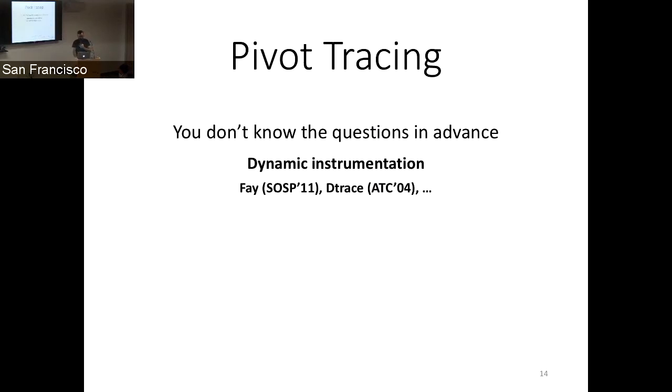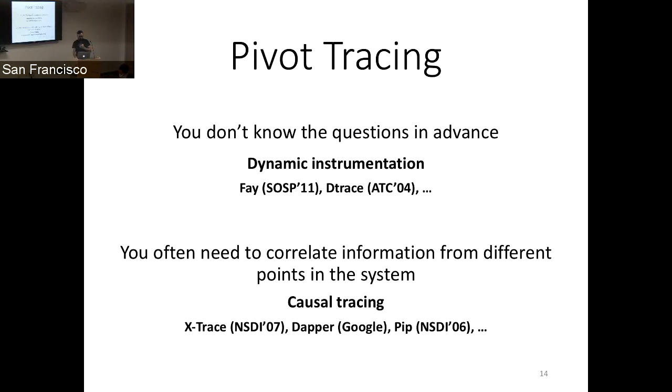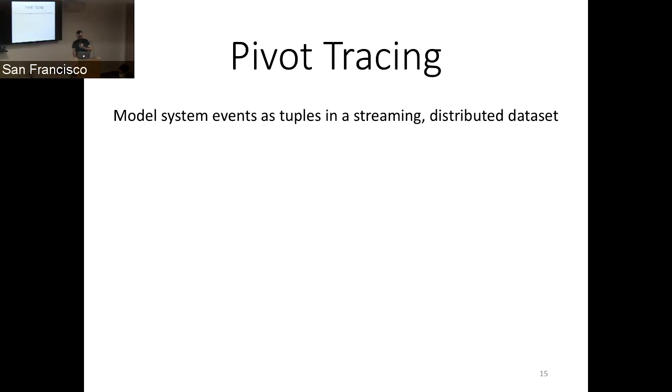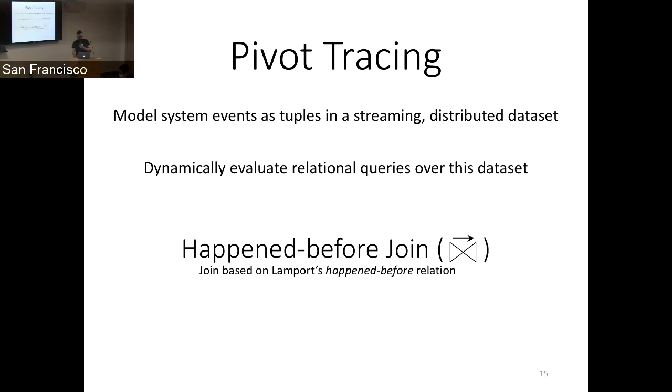So pivot tracing: you don't know the questions in advance, and you have to correlate information from different points. Okay, great. So let's get to the fun part. They model everything as tuples. All the events in the system are tuples, and by that I mean just key value pairs, basically. And then they can dynamically evaluate relational queries over this data set of production stuff. And then they introduced this new idea called a happen before join, which is super awesome, and I'll get to that.